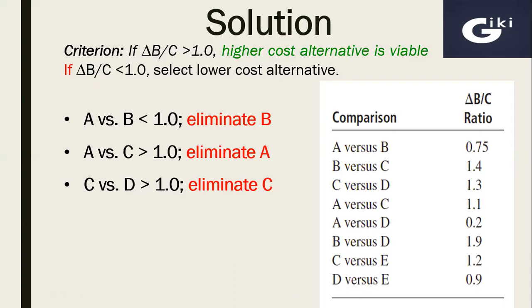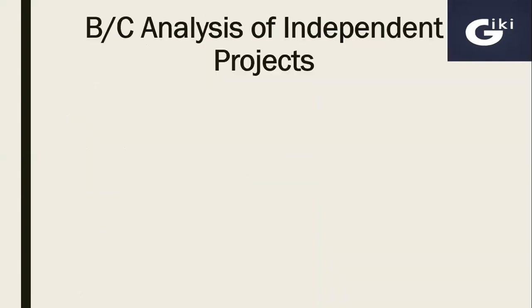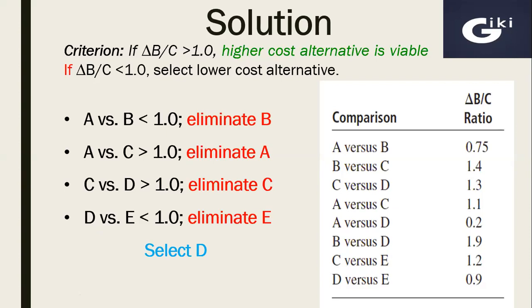Now finally D will be compared with E, and D versus E has an incremental B over C ratio of 0.9, which is less than 1. In that case, we'll eliminate the challenger and keep the defender, that is D. So on the basis of the selection criterion, project D will be selected. Now that was about incremental B over C analysis of mutually exclusive alternatives.